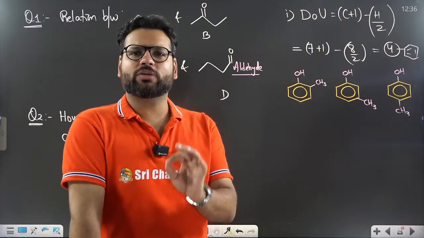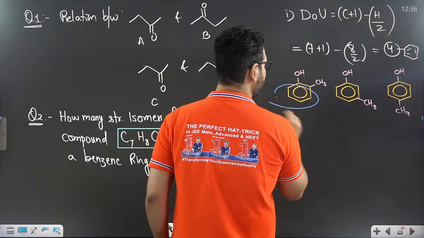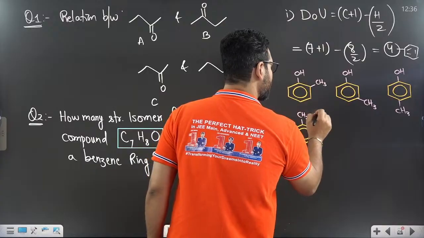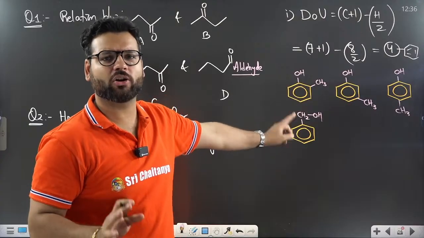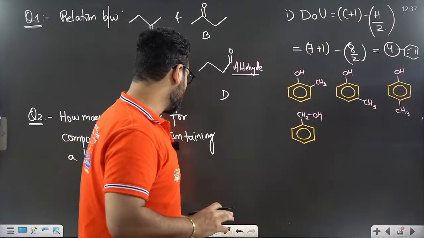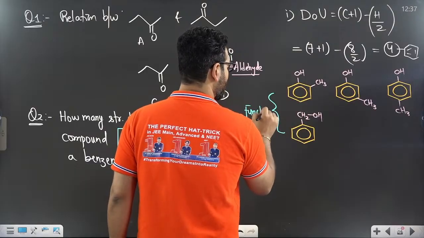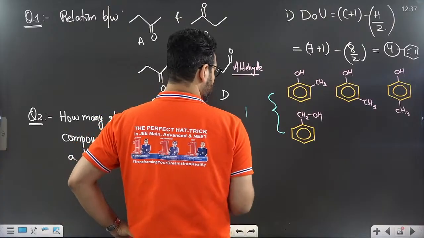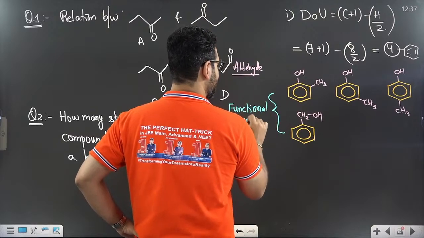Or I can keep the O and C separately, the O remaining somewhere else, the C somewhere else. Then you say to them, you stay together on the same carbon. Means I can make a benzyl alcohol, CH2OH. This and this are functional isomers. They are not position or chain, they are functional. One has the functional group phenol, the other the functional group alcohol. So alcohol and phenol can also show functional isomerism.